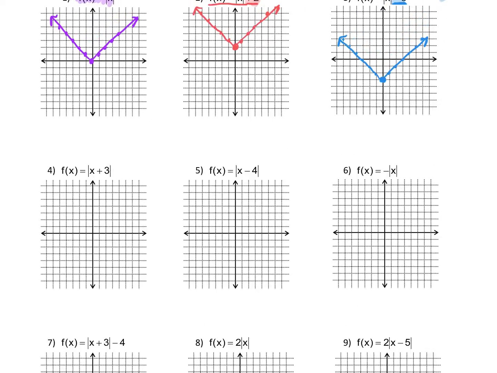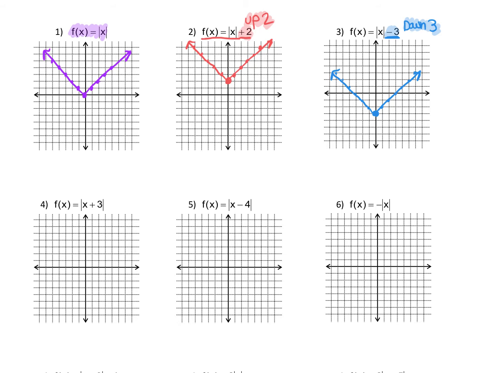All right, if we look at the next two examples, actually I'll keep one in there. When the number's on the inside, we're going to be shifting it left or right. Since this number's on the inside, it's plus 3. Plus 3 means I'm going to go left 3. So instead of starting at 0, 0, I'm going to start left 3. And I'm going to go up 1 over 1, and do the same thing on the left side.